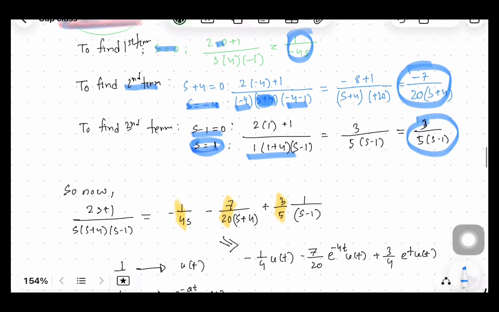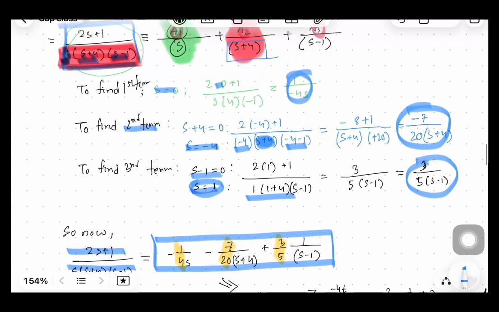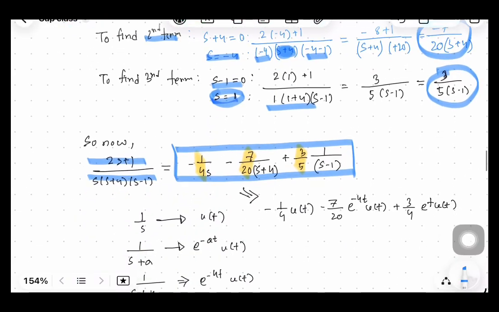So see, now our main function X(s) is factorized into these terms. This is the way we can do partial fractions for bigger equations, or bigger functions. This shortcut we can only apply when the factor terms are not repeated. I am saying it again.